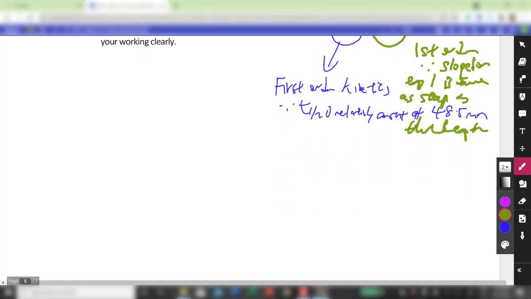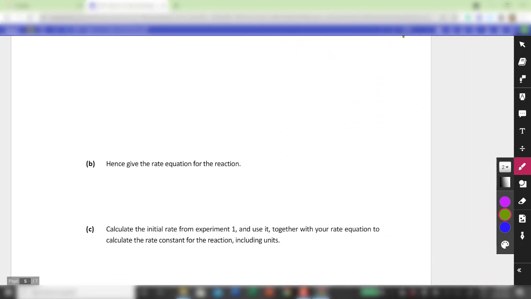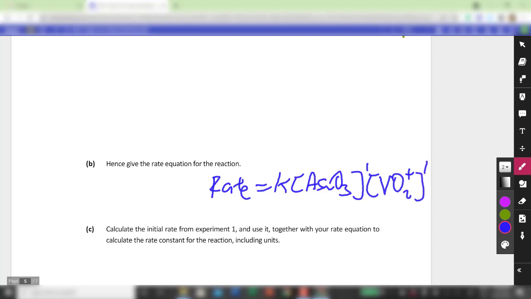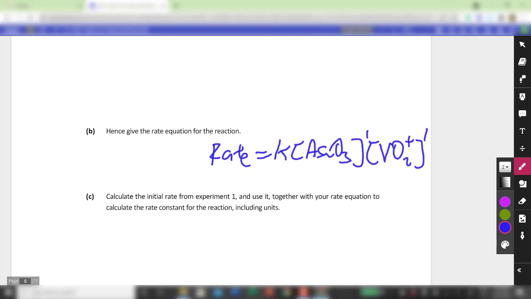All right. Then the next part we're going to look at is part B: hence give the rate equation for the reaction. In this case it's clear cut, so the rate equation should be rate equals k, concentration of As2O3 to the power of 1, and then concentration of VO2+ to the power of 1. Take note that I wrote 1 here really for illustration purposes. When you write it out for exam, you don't need to put the 1s. It's really for teaching purposes.